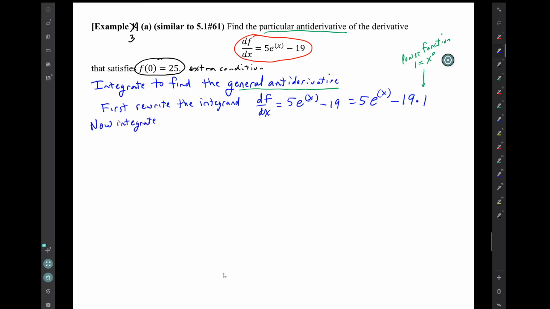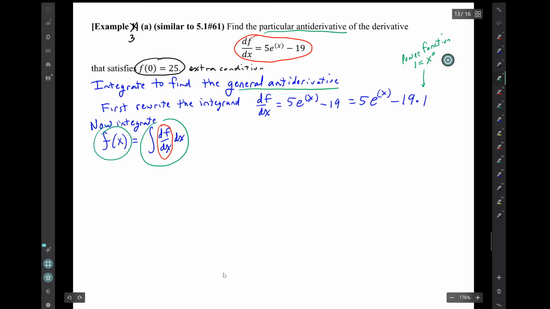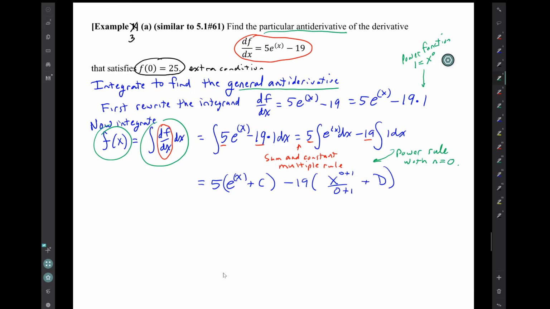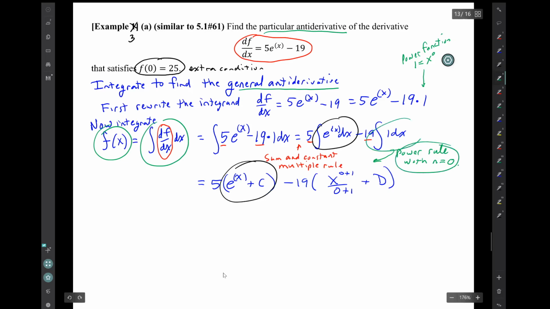Now let's name the thing that we're going to get as our result of integrating. So we're going to integrate our df dx, that's our integrand, and the result of the integration is going to be our general antiderivative. So there is the result of our integrating. We use the exponential function rule for this first integral, and it has a constant of integration that we can call plus c. We use the power rule with n equals 0 to find this indefinite integral.